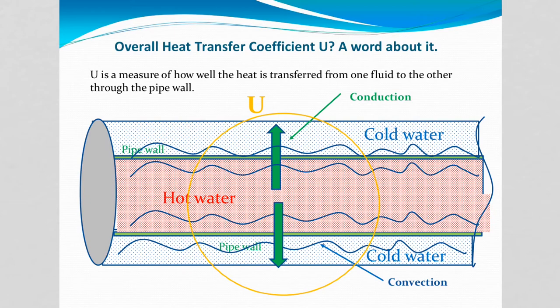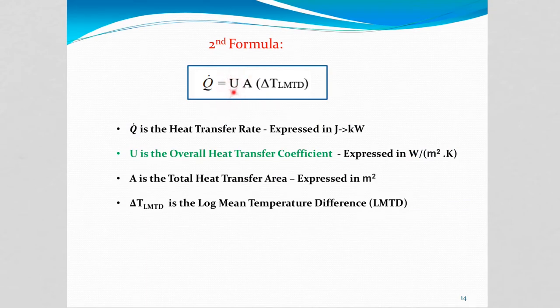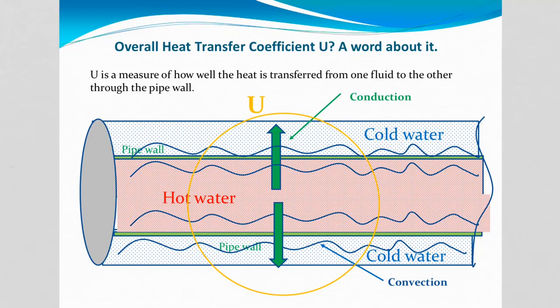Our little sketch shows the wall, well, the pipe system, the heat exchanger we are going to use. This is all about explaining right now, and there will be a few slides about that, but bear with it, because it's important to understand. What is that overall heat transfer coefficient U? You can see it in the second formula that we will need to use today. U is a measure of how well the heat is transferred from one fluid to the other through the pipe wall. You see the hot water side flowing inside that inner tube, and cold water here.